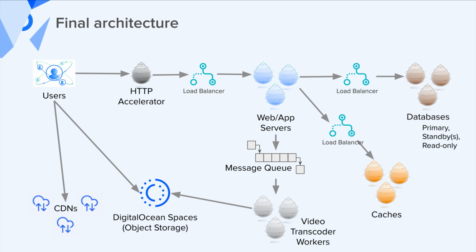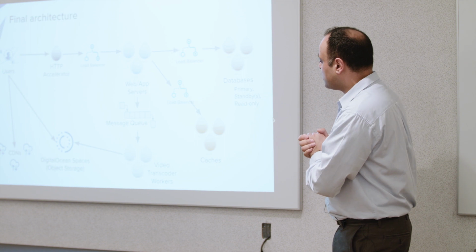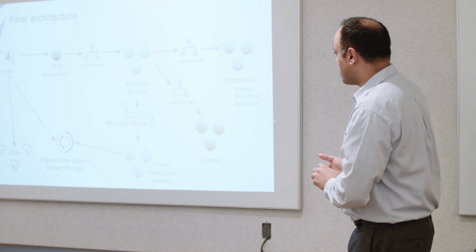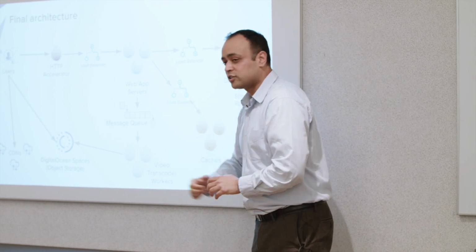So this is sort of like a final architecture that we've come up with. We have users, and we've implemented an HTTP accelerator. Behind the load balancer, we have these web servers, and these web servers are delivering a lot of content by connecting to a lot of these databases over load balancers. Another thing that I've introduced here is a message queue.